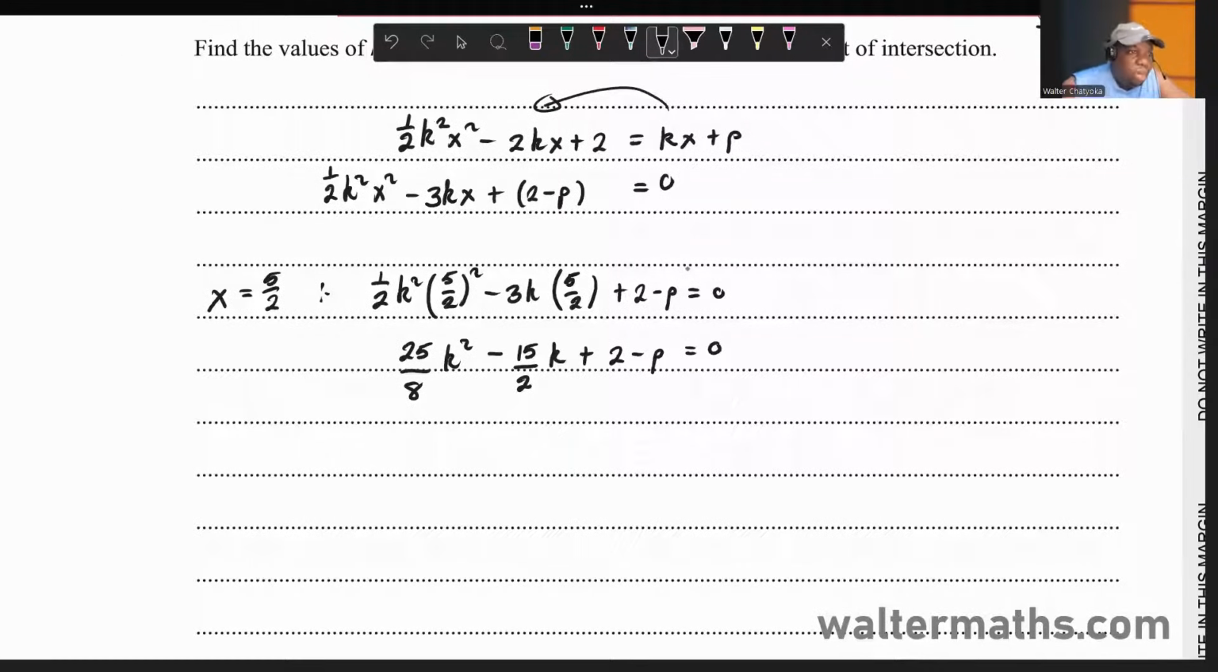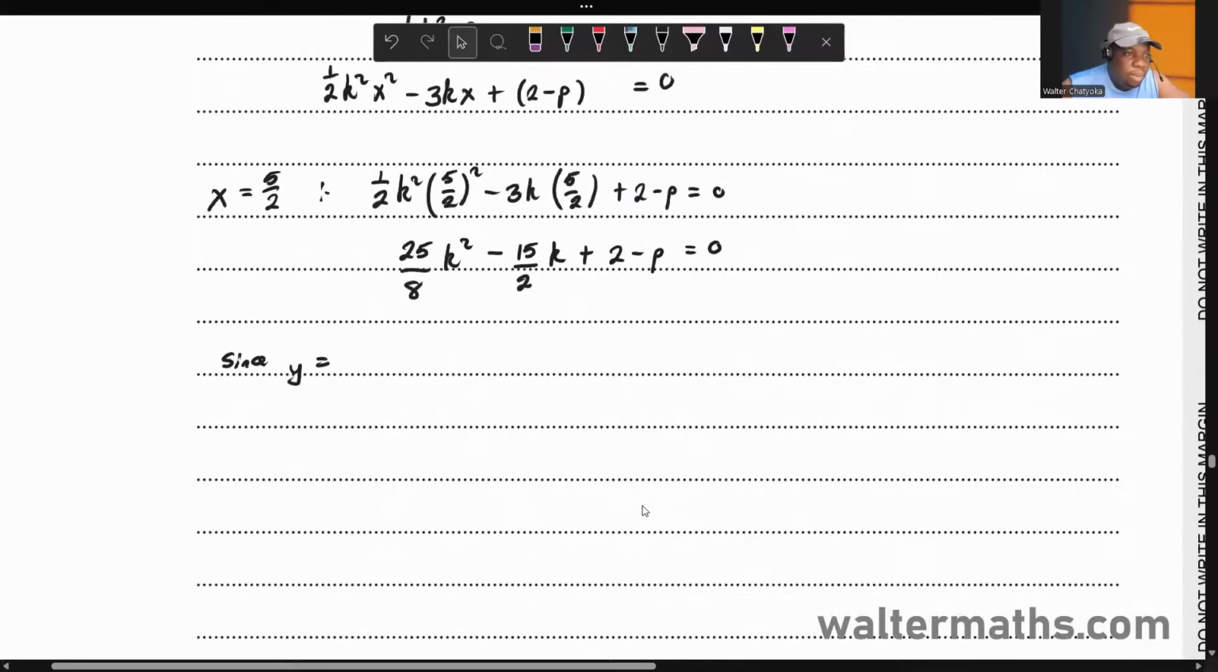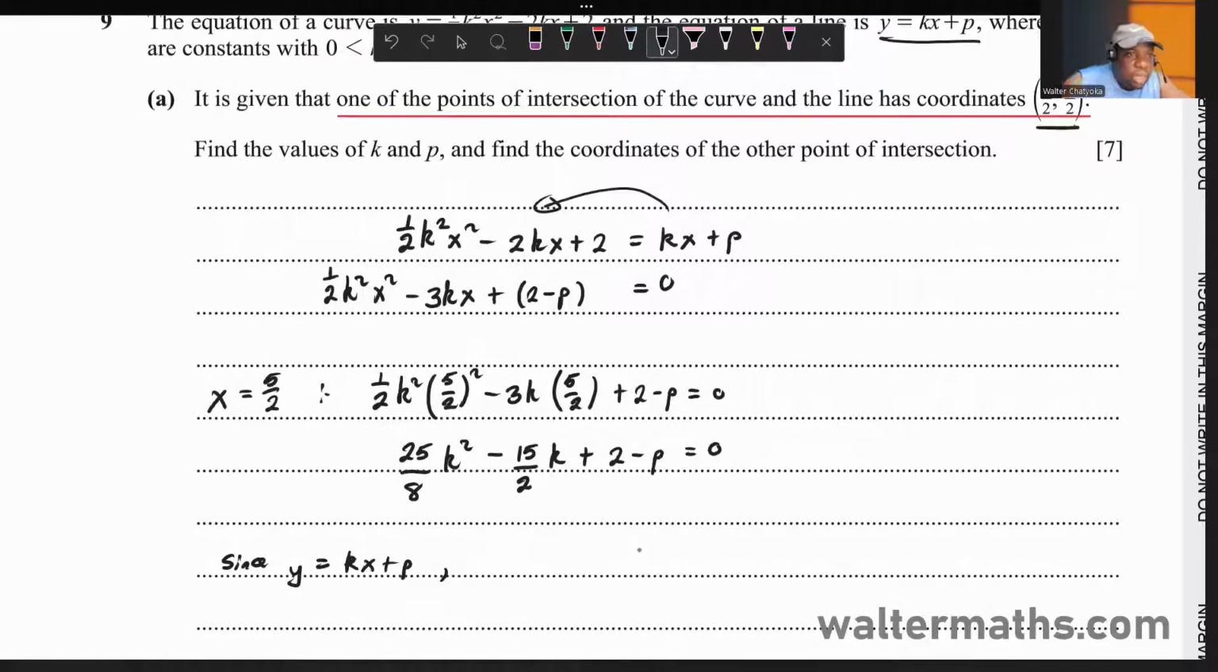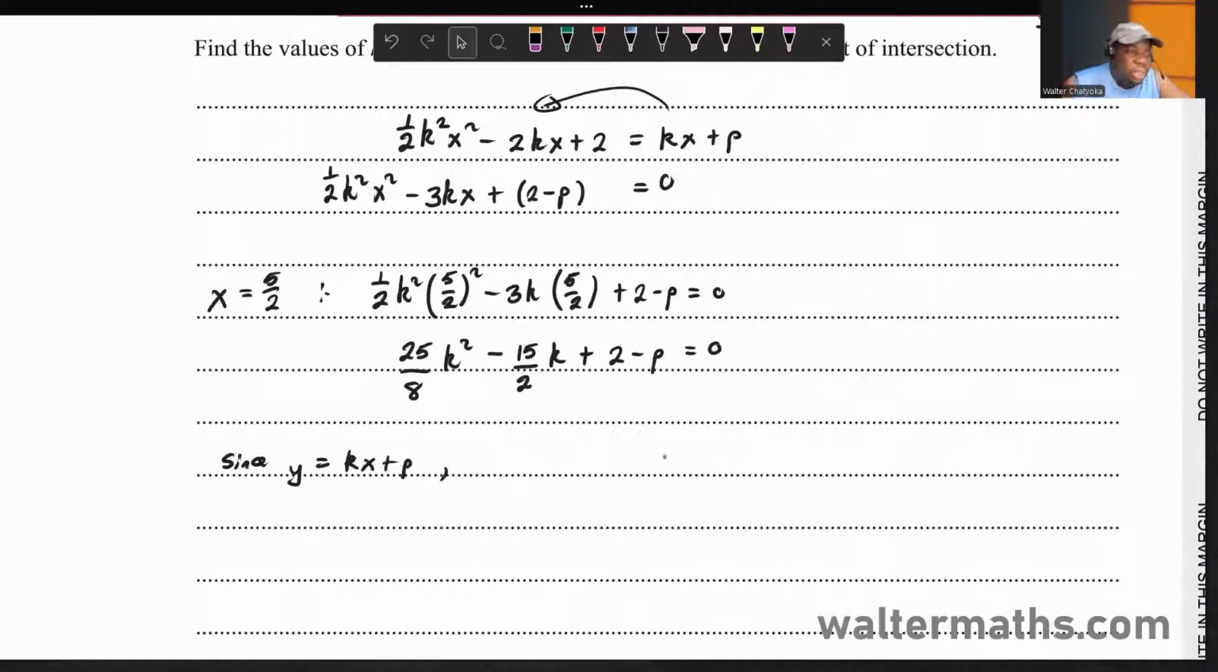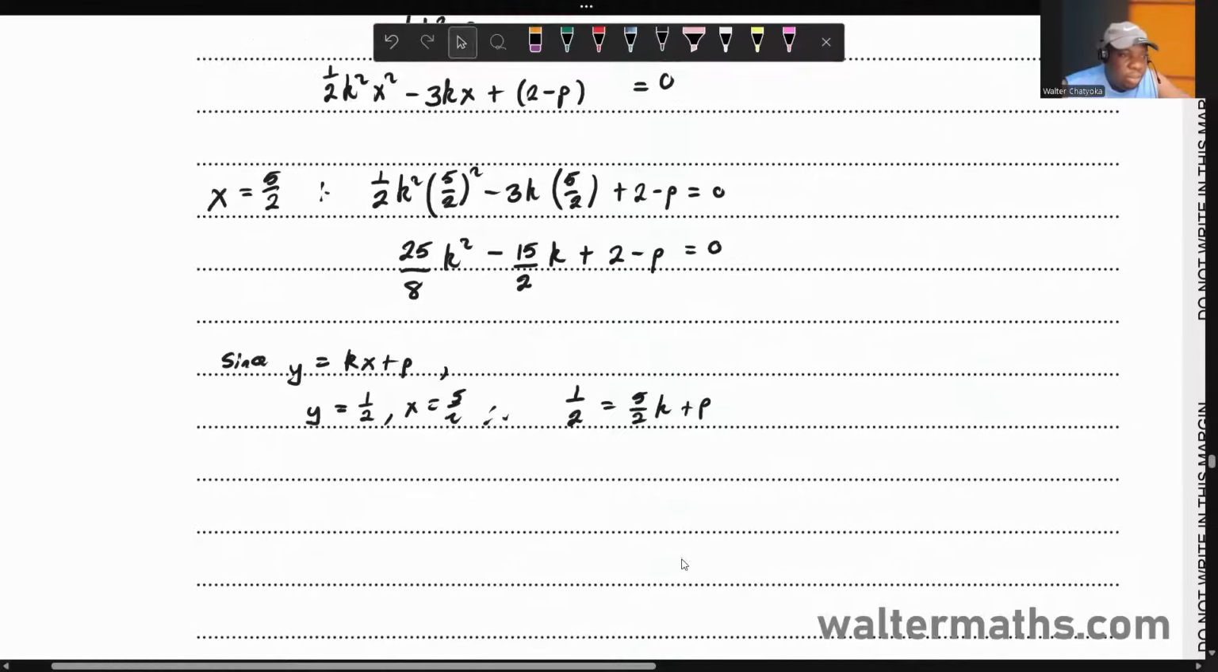All right. Now, we can also make use of the fact that since y is equal to kx plus p, the y coordinate, which in this case is a half, also satisfies the equation. All right. So when y is equal to a half, x will be equal to 5/2. Therefore, a half is equal to kx, which is 5/2 of k, plus p. So we can actually express p in terms of k. So p is actually a half minus 5/2 of k.